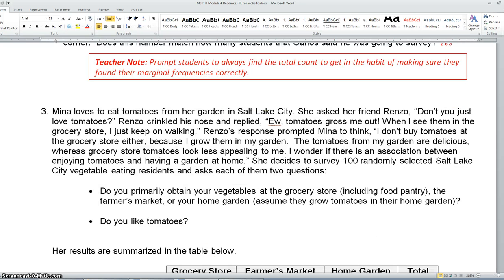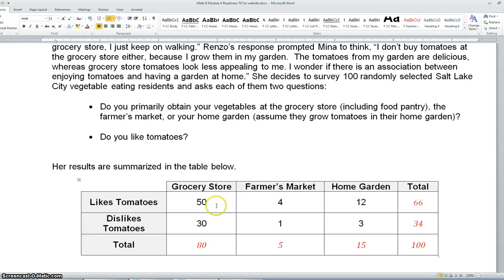So now we're going to set up the table. So the grocery store, the farmer's market, the home garden, and the total. So let's see. 50 like tomatoes grocery, farmer's market 4 who like tomatoes, and 12 home. So if we add this up, 50 plus 4 is 54, plus 12, we got a total of 66. Add those up. Don't like tomatoes plus this one, so 34 don't like tomatoes. Okay, now we can just add 50 that like, 30 that don't, 80 total.